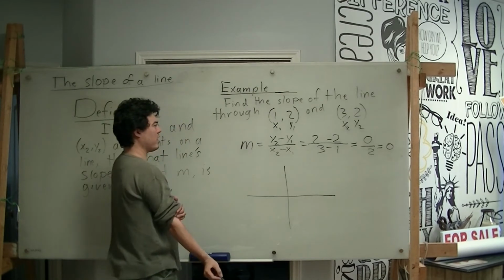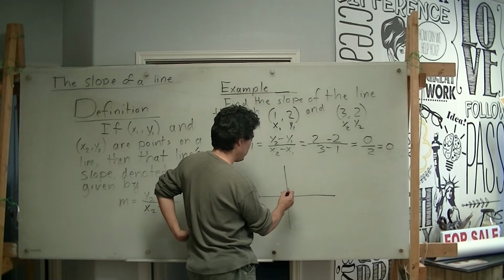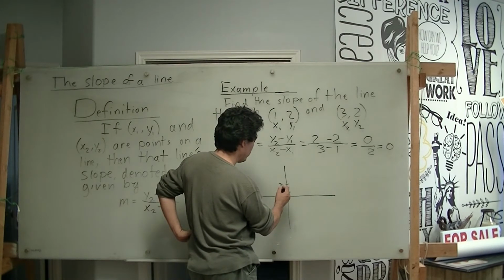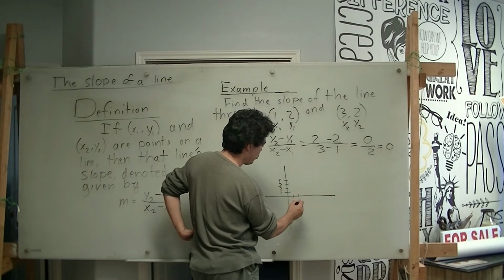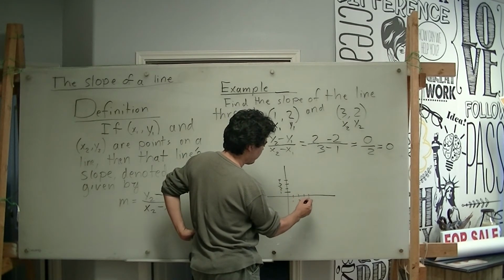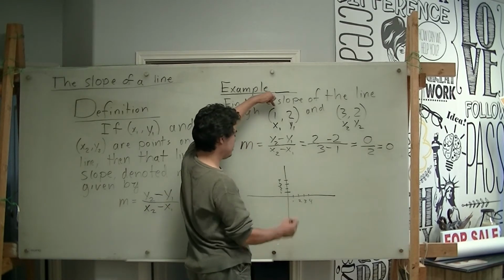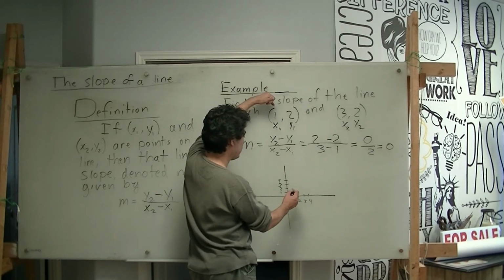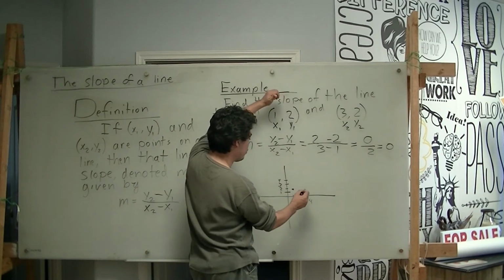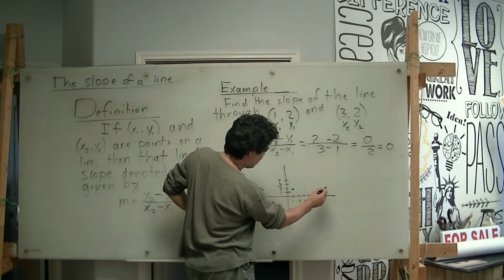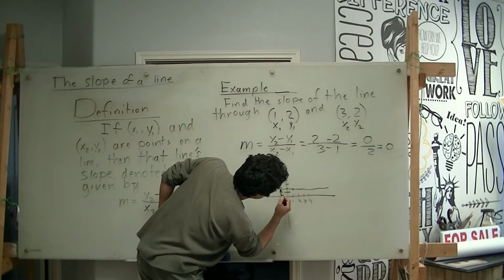So I'm going to draw my coordinate plane, and I see that I'm going to need 1, 2, 3, 4, 1, 2, 3, 4. So my first point is 1 in the x, 2 in the y, and then my second point is 3 in the x, 2 in the y. I see. If you look at this line, now I'm going to draw it. It's like this.